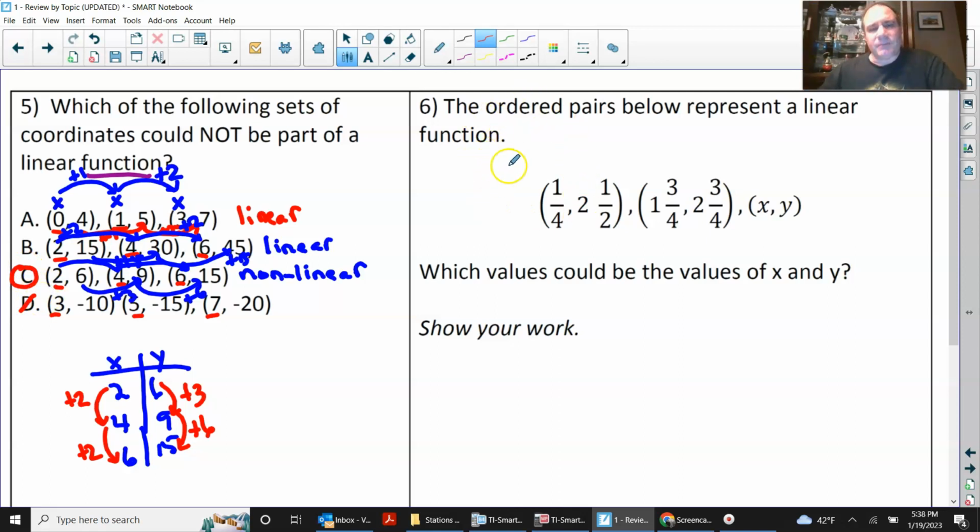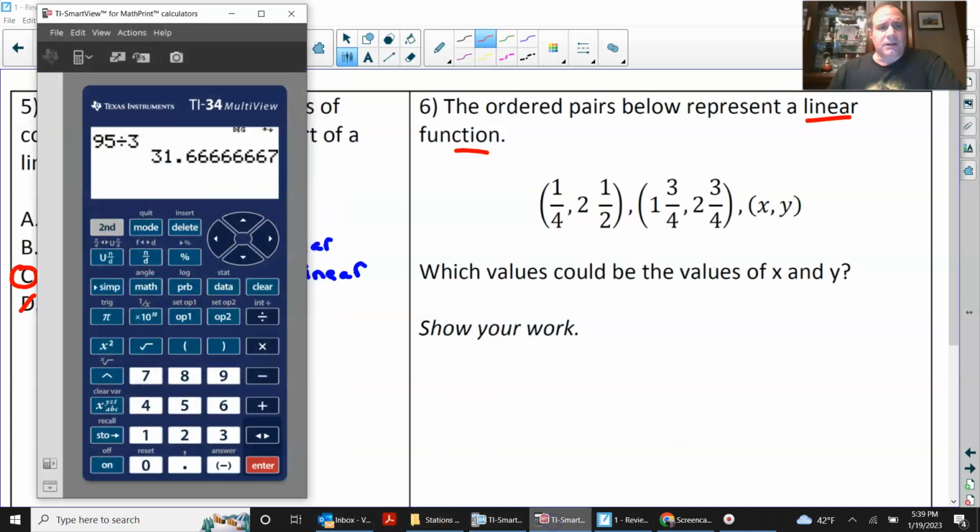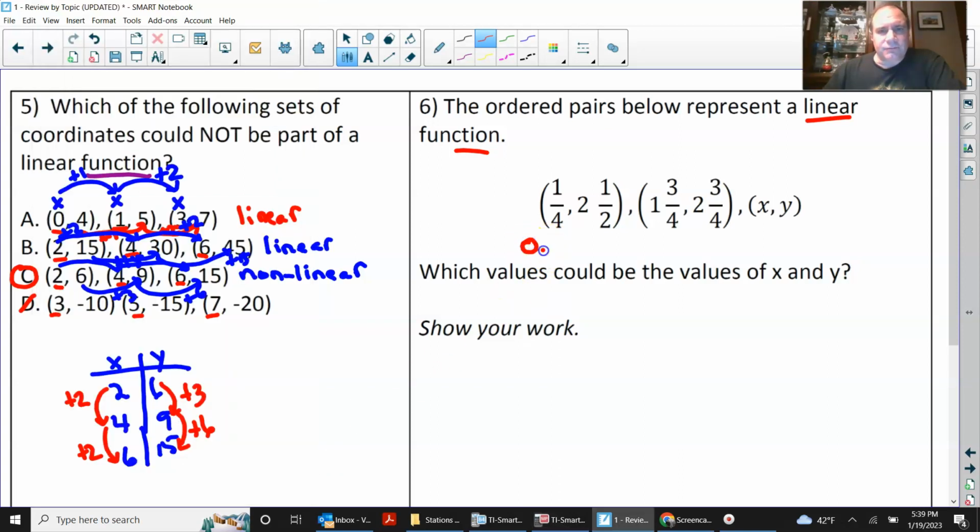All right. So number 6, the ordered pairs represent a linear function. So they're telling you it's linear. I'm going to change all of these to decimals because I'm a little confused at what's going on here. So 1 divided by 4, if you just put it into your calculator and press the enter button, it's 0.25. Then 2 and a half is 2.5. If you put the half, 1 divided by 2, you get 0.5. Put the 2 in front of it, and that's basically it.